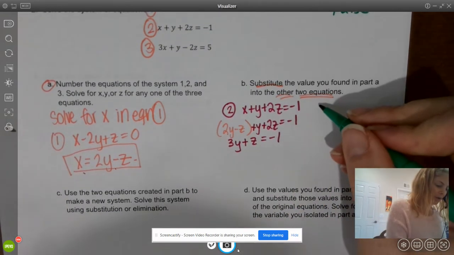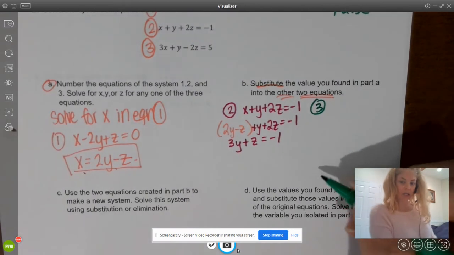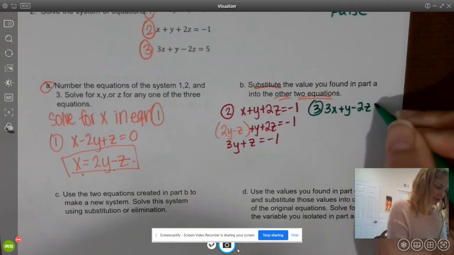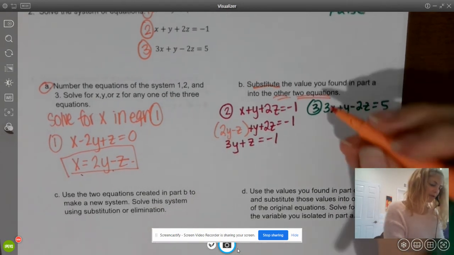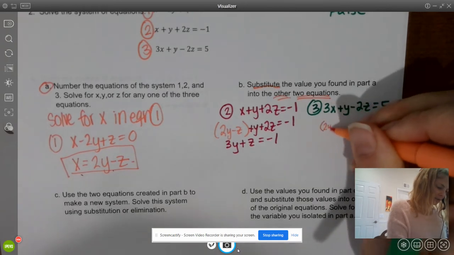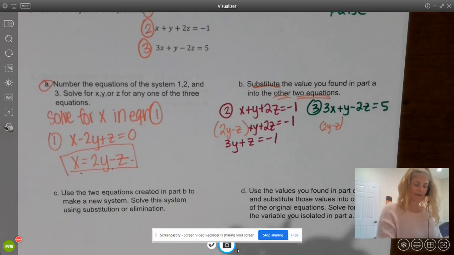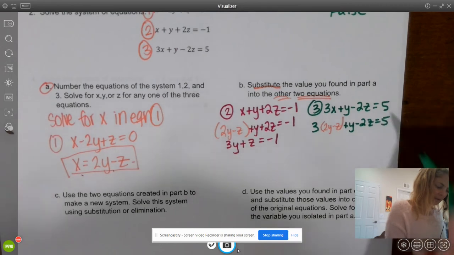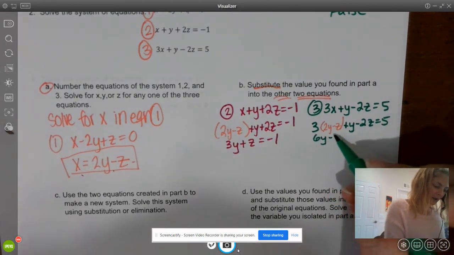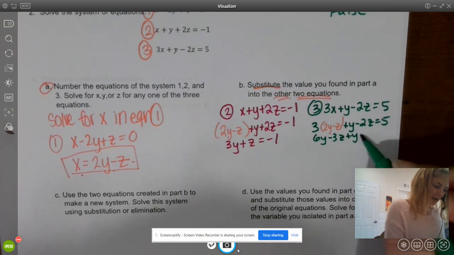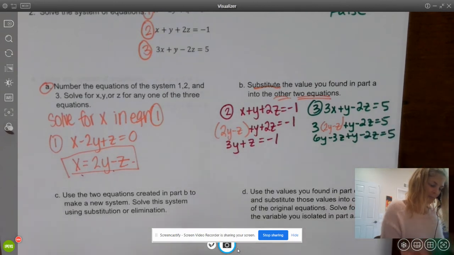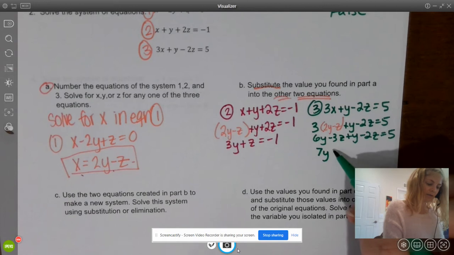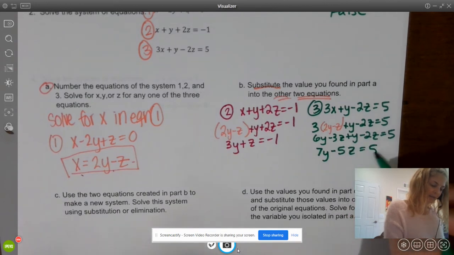If we look at equation 3, the last equation we have not used yet, write the original equation, 3x plus y minus 2z equals 5. Remember, we're substituting in the value for x as 2y minus z. That's what we isolated in equation 1. Let's distribute. I get 6y minus 3z plus y minus 2z equals 5. 6y plus y gets me 7y. Negative 3z minus 2z gets me negative 5z is equal to 5.